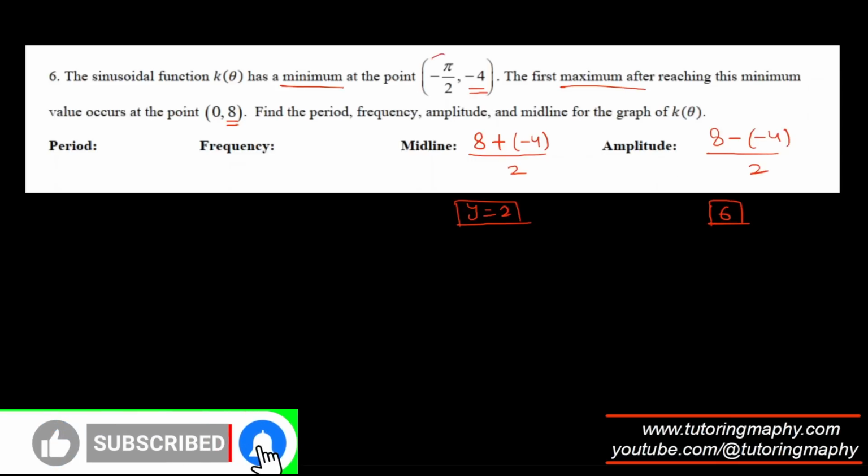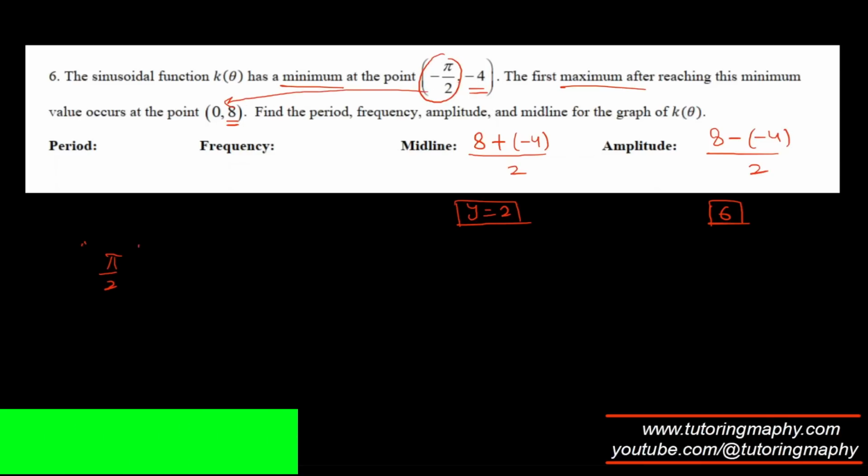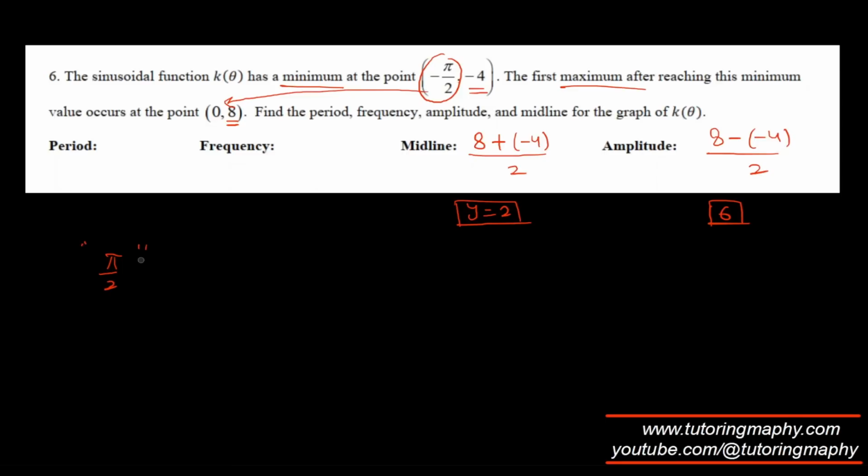And likewise, from negative pi over 2 to 0, it's obviously pi over 2 units, which is, we don't consider period as negative, it's just a positive number, right? So pi over 2 units, and this is the half period. The double of pi over 2 is pi, so period is pi, and the frequency is 1 over pi.